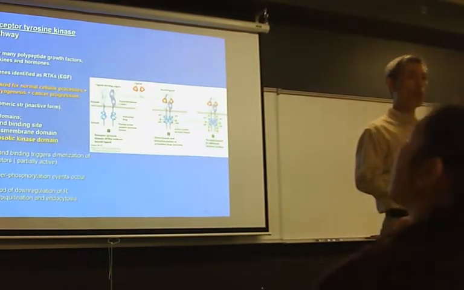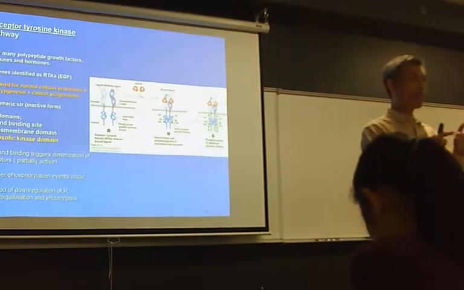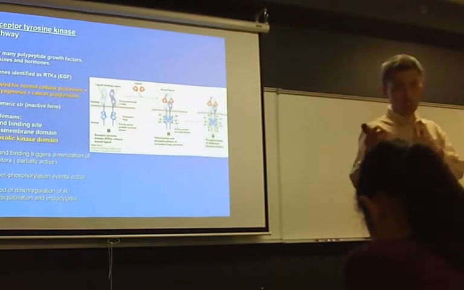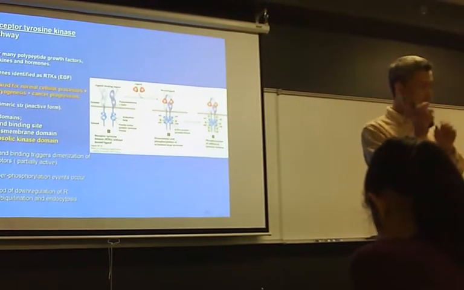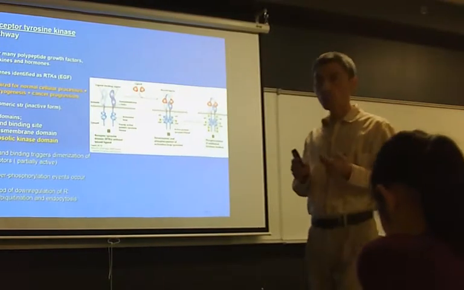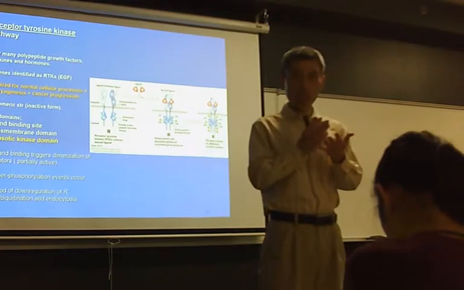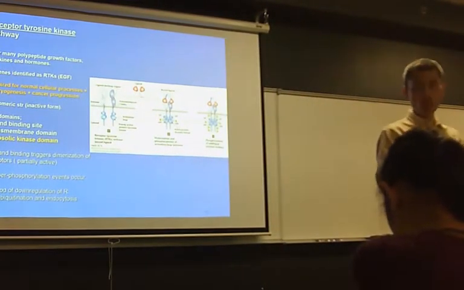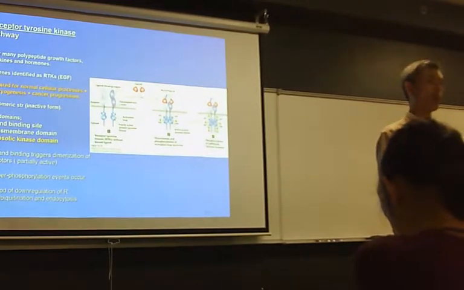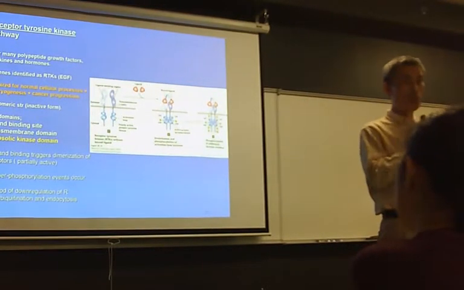One is fibroblast growth factor, FGF, the receptor tyrosine kinase pathway that responds to fibroblast growth factor. Second, I introduced EGF, the epidermal growth factor tyrosine kinase pathway. And finally, the insulin receptor tyrosine kinase pathway. Those are the three pathways we're going to go over today. But common things first. What are the common features of those signal transduction pathways?